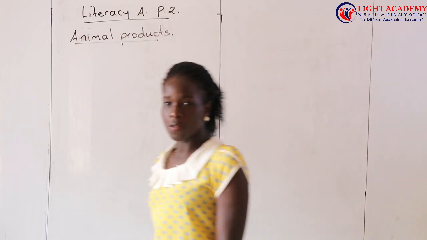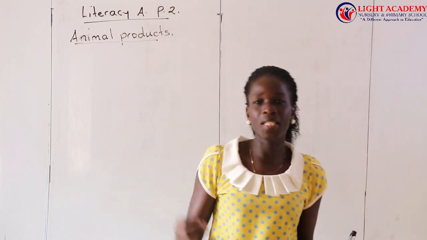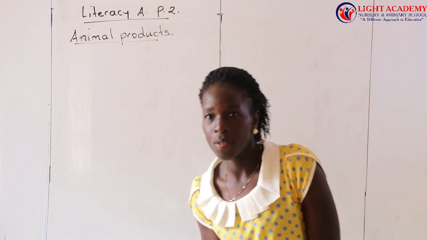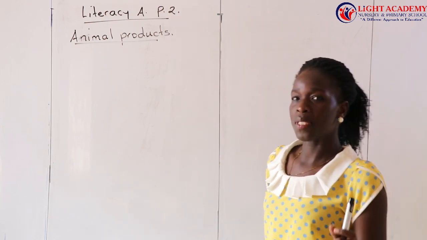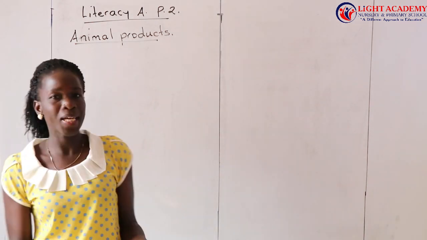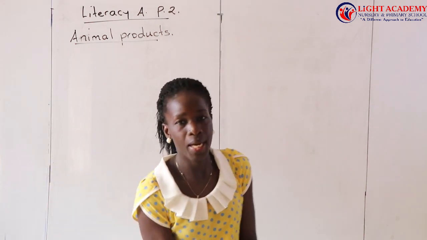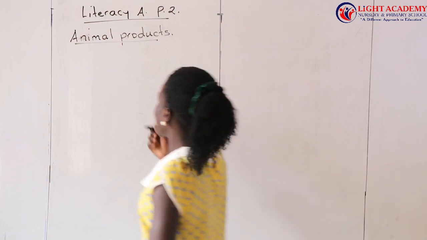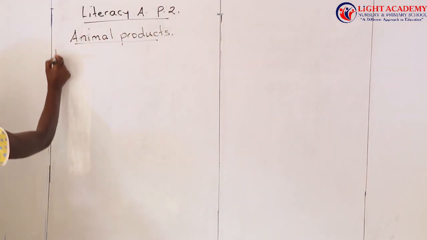What are products, first of all? Products are the things we get from something else. So what are animal products? Animal products are the things we get from animals.